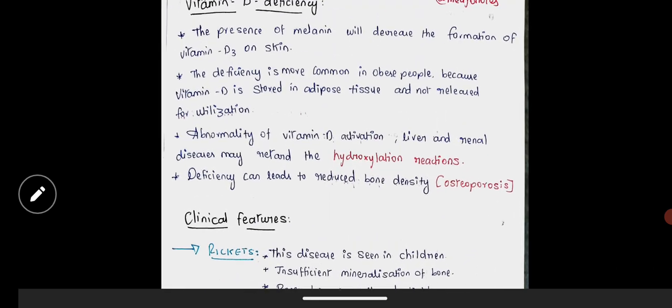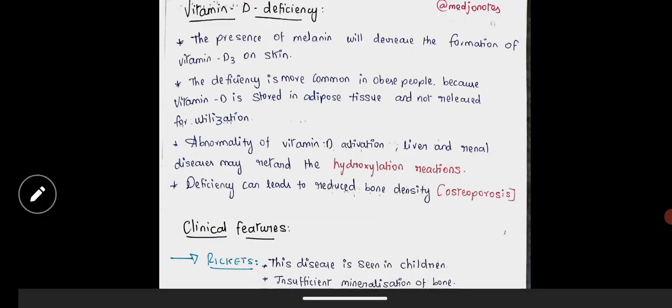The presence of melanin will decrease the formation of vitamin D3 on skin. Melanin, what? It is a pigment. The deficiency is more common in obese people because vitamin D is stored in adipose tissue and not released for utilization. Why adipose tissue? Because it's a fat soluble vitamin, a basic thing, so it is stored in adipose tissue and not released for absorption.